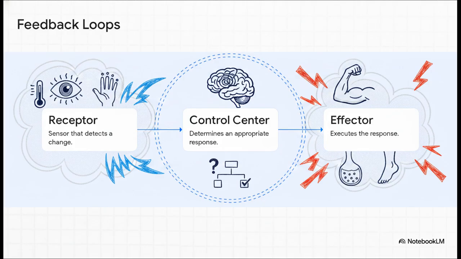Through feedback loops. When your exam inevitably asks for the mechanism of a feedback loop, these are the exact 3 sequential steps you need to write down. First, the receptor. That's the sensor that detects a change or an imbalance. Second, the control center, usually the brain, which receives that signal and determines the appropriate response. And third, the effector, the actual muscle or gland that executes the physical response to fix the problem.